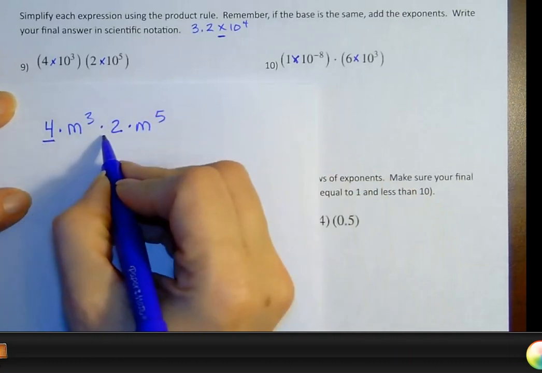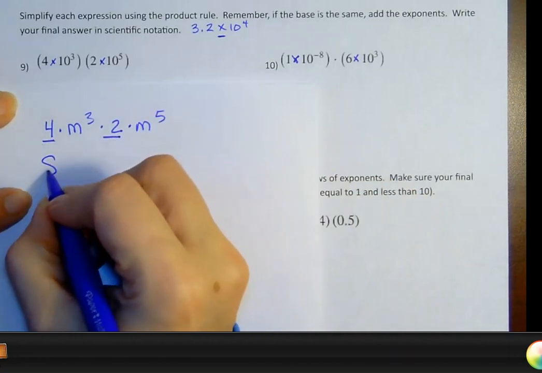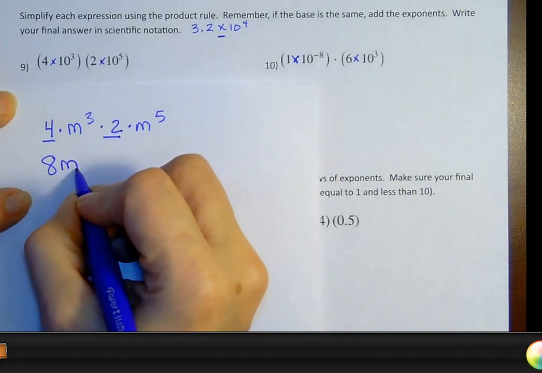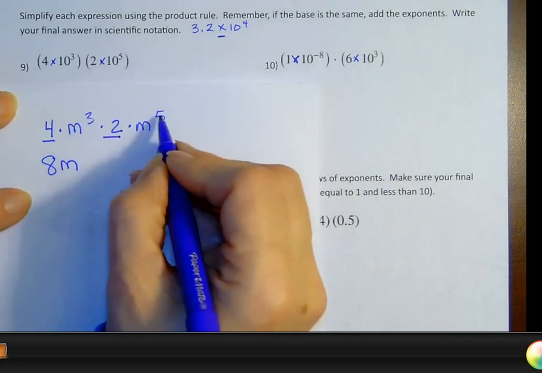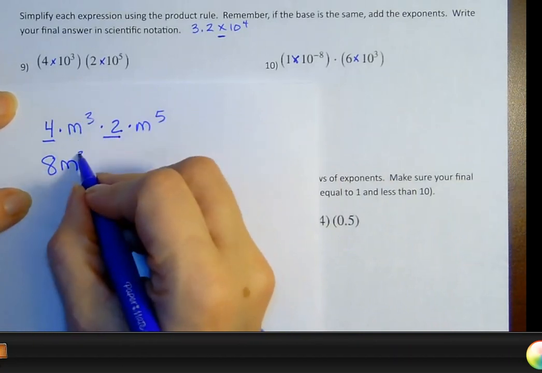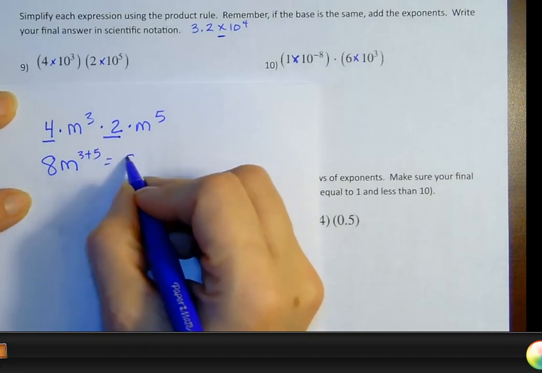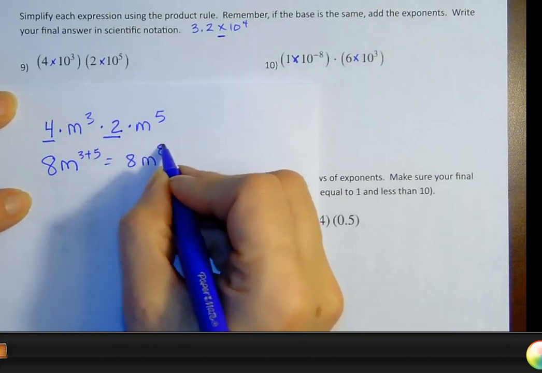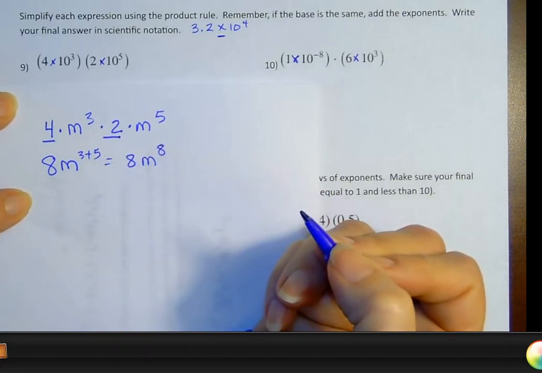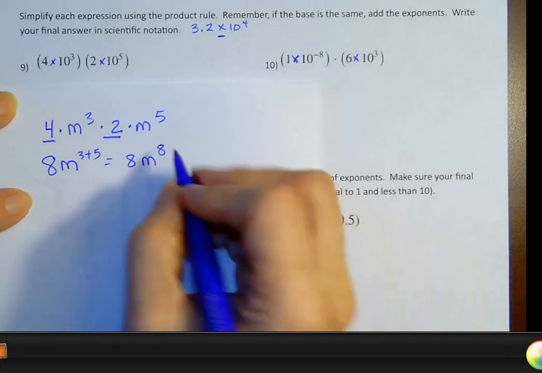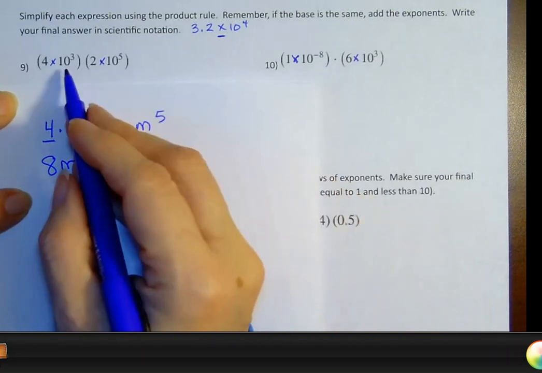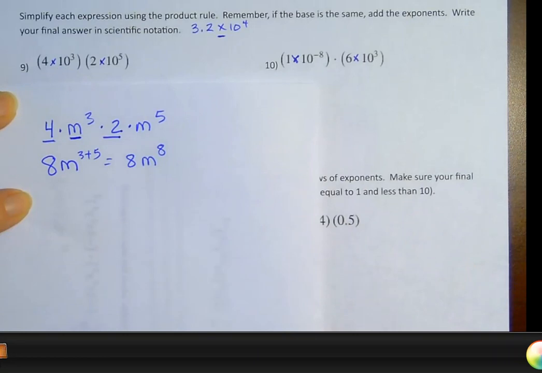I can multiply 4 times 2, right? I know how to do that. That's 8. And then with my product rule, m to the 3rd times m to the 5th is going to be m to the 3 plus 5. It's going to equal 8 times m to the 8, right? That is what we are doing here, but instead of m to the 3rd, I actually have 10 to the 3rd.